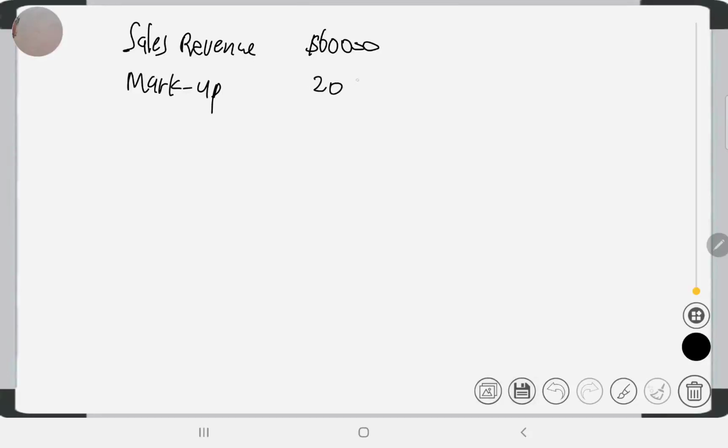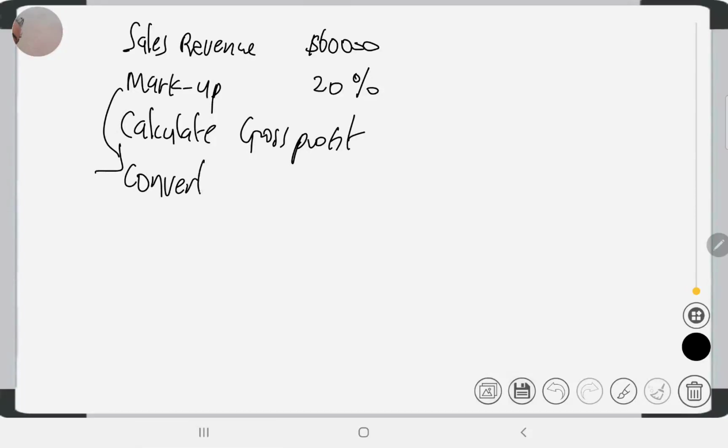Sales revenue $60,000. Markup 20%. And we are required to calculate gross profit. How do we calculate gross profit? Markup does not go with sales revenue. So we have to convert the markup into margin.